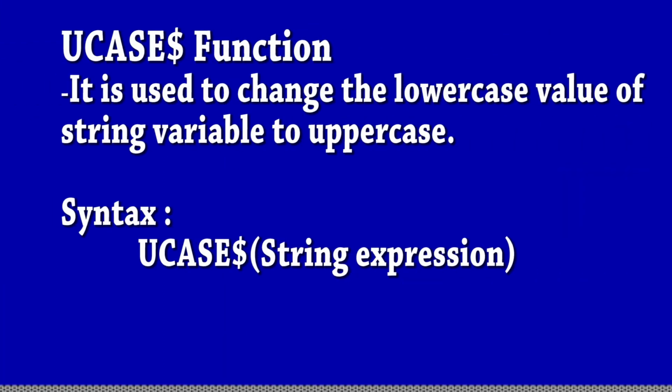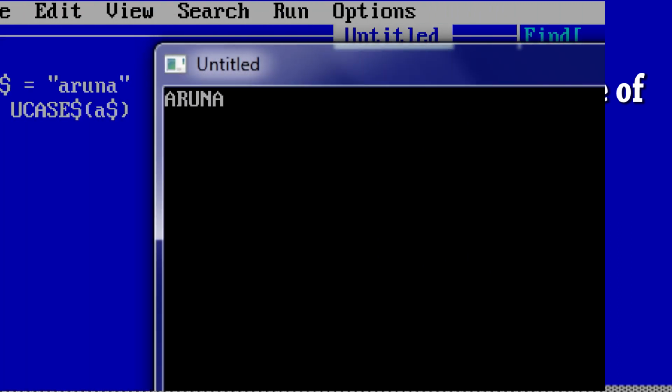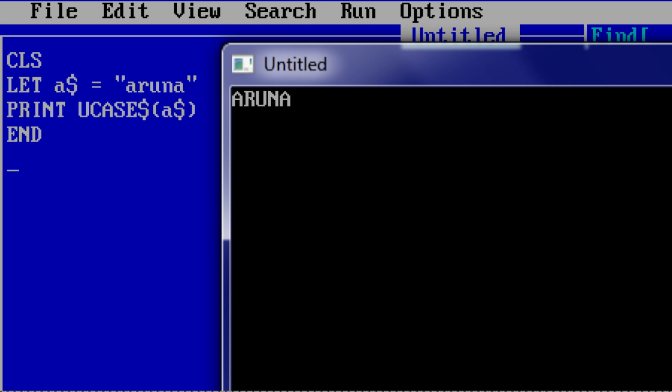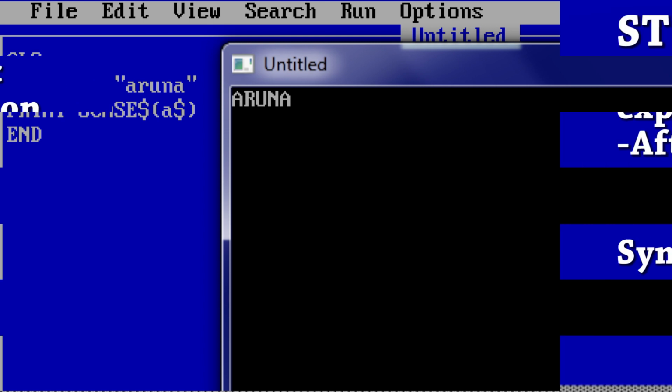The work of this $case function is to change lowercase letters into uppercase. So just the opposite. Here you can see the example: Aruna is in small letters and it makes all of it capital. You can see it in the output.